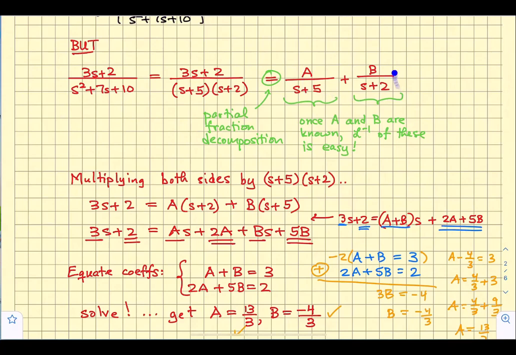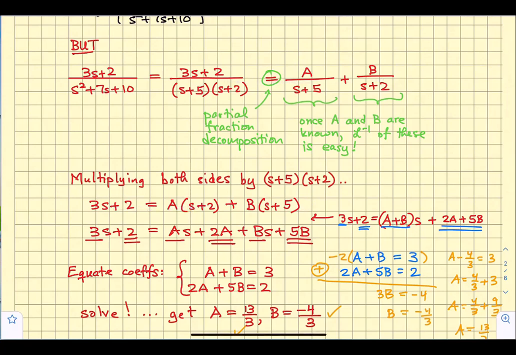So to find these constants, I'm going to look at this part. And when I look at this part, I'm going to multiply through by the common denominator. When I do, it cancels here to get 3s + 2. When I multiply by the common denominator here, the s + 5s cancel, and I get A times (s + 2). When I multiply by the common denominator, the s + 2s cancel, and I get B times (s + 5). We prefer this form over this form because the fractions are gone.